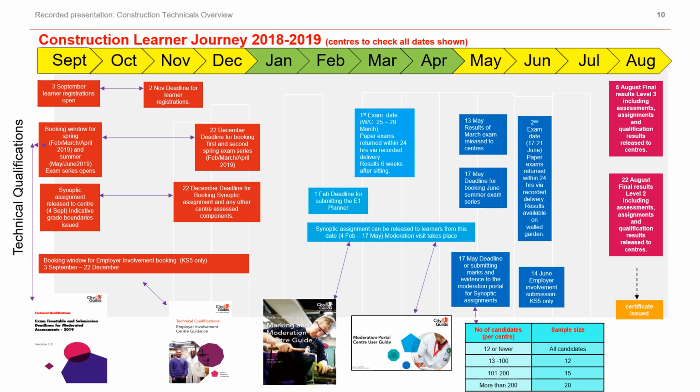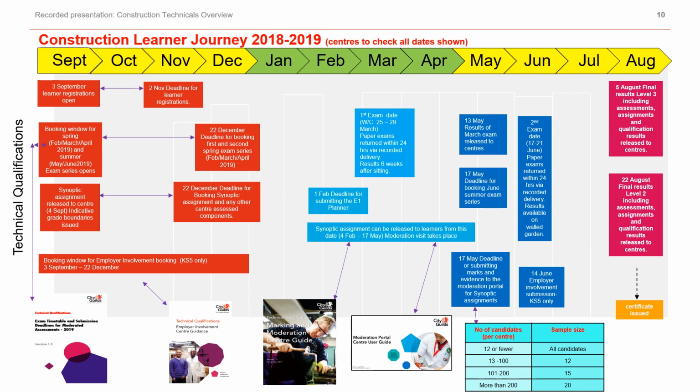And then as we move on into the January to April section, the midsection, the first exam can be carried out. The deadline for submitting the employee involvement planner is also there, and during that period the synoptic is carried out between 4th February and the 17th of May, as we said earlier. And something that is new to the technical craft areas is that a moderation visit takes place. So that is something new this year for 2018-19.